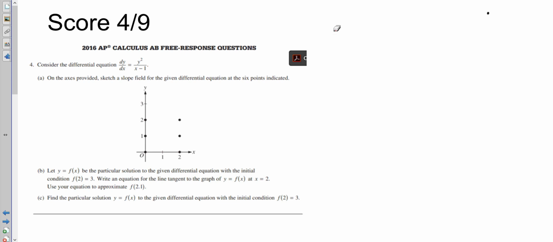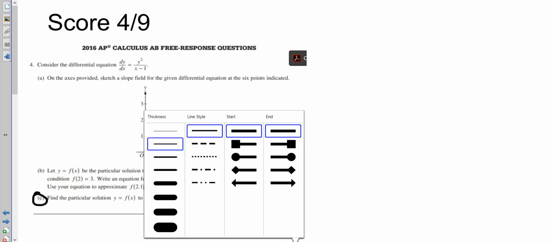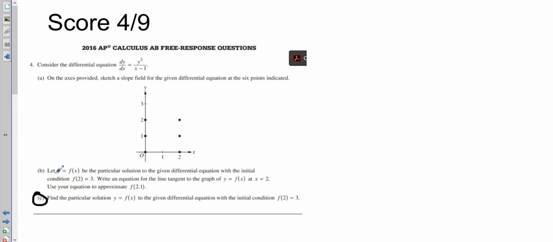Welcome back. What we're going to do today is solve this free response question, and actually what we're going to be focusing on is part C right here. In this part C, we're going to solve this differential equation, given an initial condition of f(2) equaling 3.